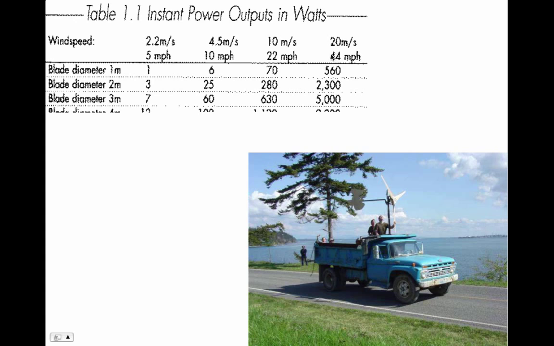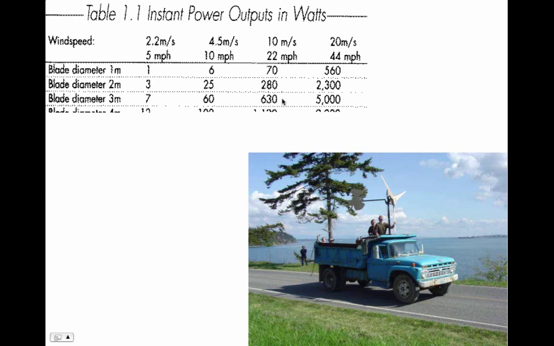No turbine is ever designed to operate at full output at 44 miles per hour, because it's almost never 44 miles per hour wind speed. So these turbines will be designed to start to cut out at about 25, 30 miles per hour, and completely cut out maybe at 32, 35 miles per hour. So this 3-meter diameter blade turbine would probably have a 600 or 700 watt generator on it.